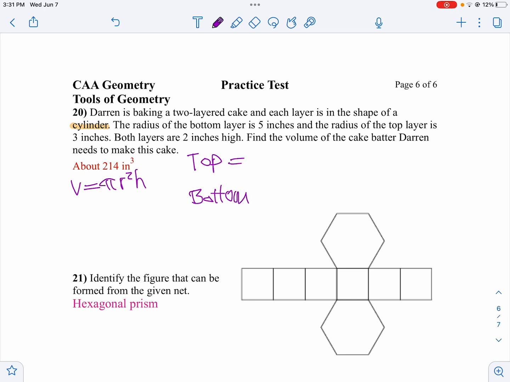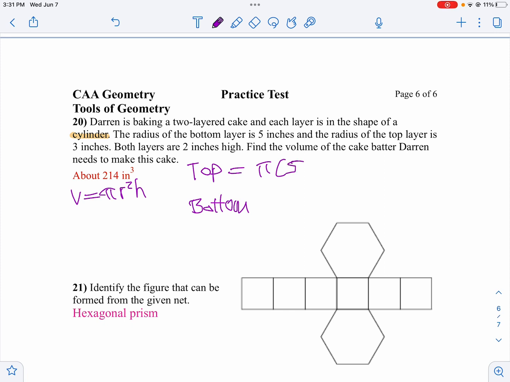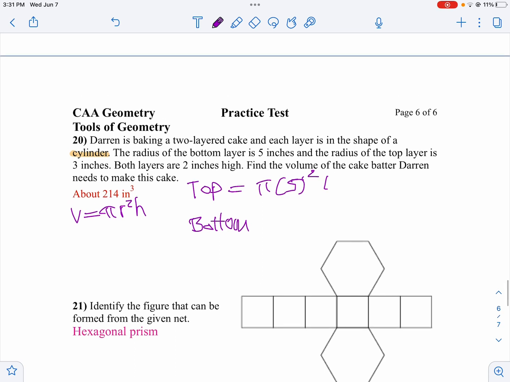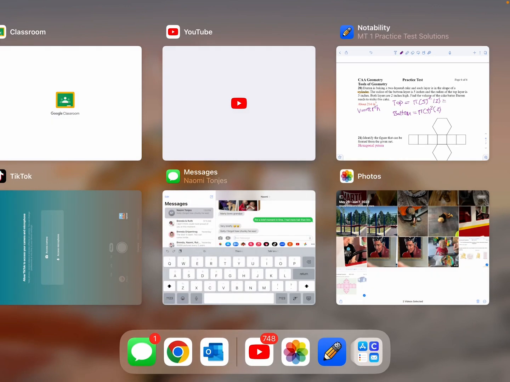Well, my top layer, and notice the radius of the bottom layer is 5 inches, so my radius is going to be pi times 5 squared. And then the top layer is 2 inches high. They're both 2 inches high, aren't they? Okay. And then my bottom layer has a radius of 3 inches, doesn't it? So it's pi times 3 squared times 2. So what I'm going to do here is take pi times 5 squared times 2 to find the volume of the top layer.